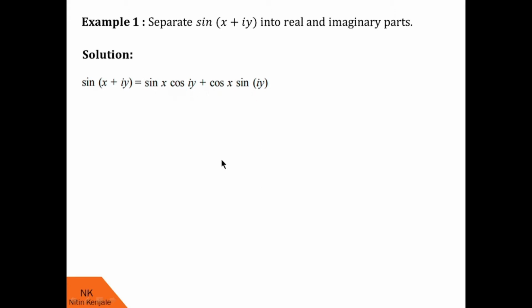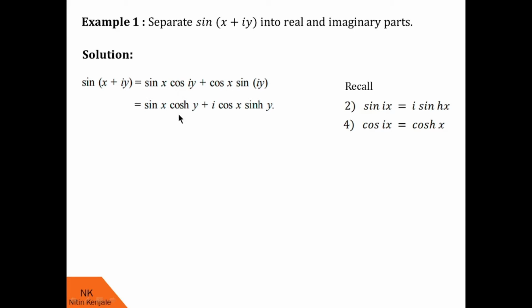Now we recall the relation between circular and hyperbolic functions, according to which we know sine ix is equal to i sine hx and cos ix is equal to cos hx. So this cos iy can be written as cos hy and sine iy can be written as i sine hy. So after replacing, we have RHS as sine x cos hy plus i into cos x sine hy. Now you can clearly see that we have separated this function sine of x plus iy into real and imaginary part. I hope you understood this one.